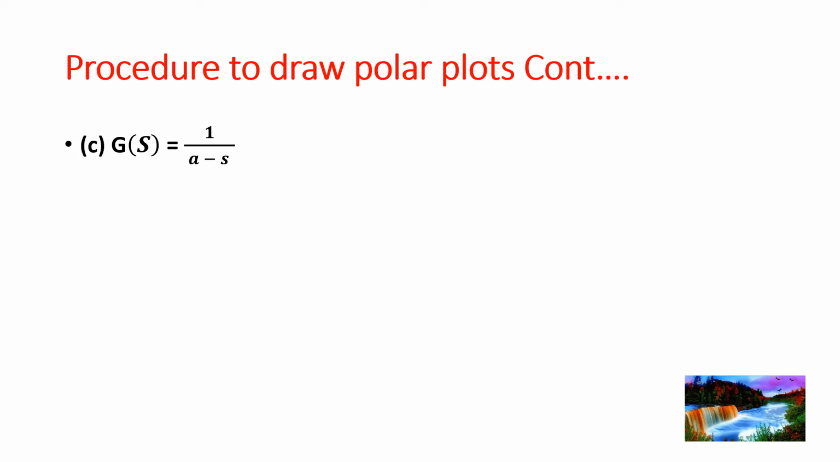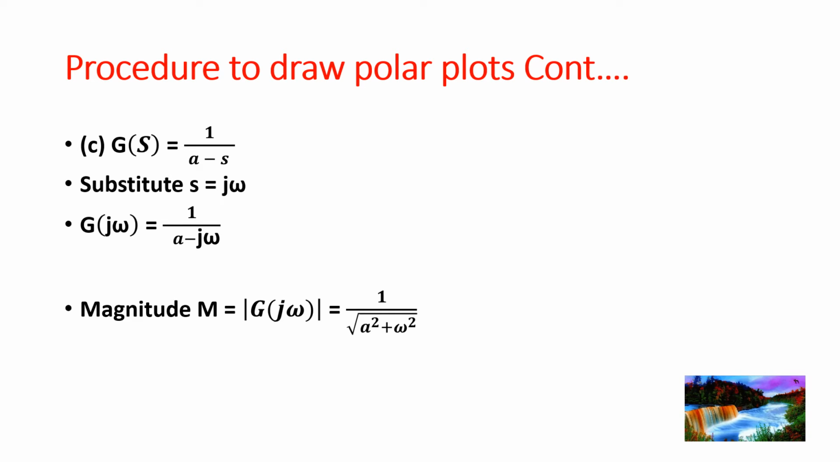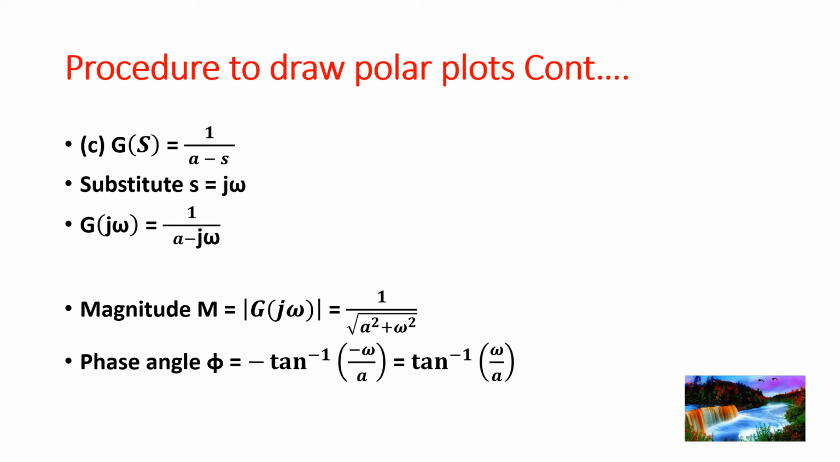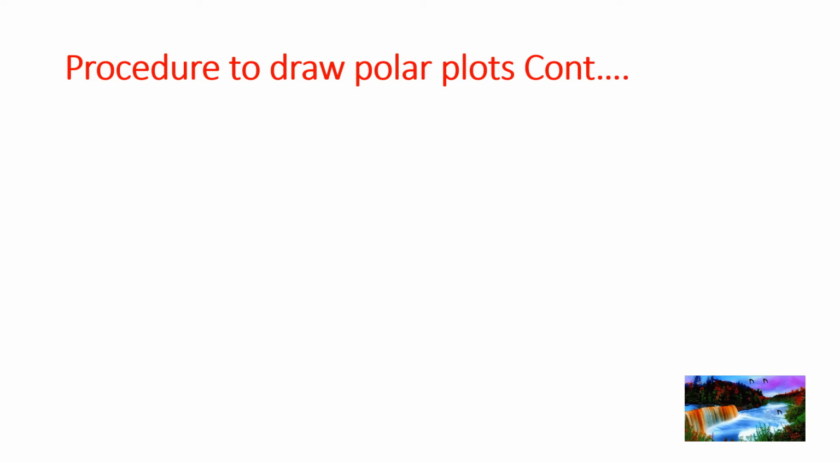C. G(s) is equal to 1 divided by a minus s. Substitute s is equal to jω. G(jω) is equal to 1 divided by a minus jω. Magnitude M is equal to magnitude of G(jω), that is equal to 1 divided by square root of a square plus ω square. Phase angle φ is equal to minus tan inverse of minus ω by a, that is equal to tan inverse of ω by a.